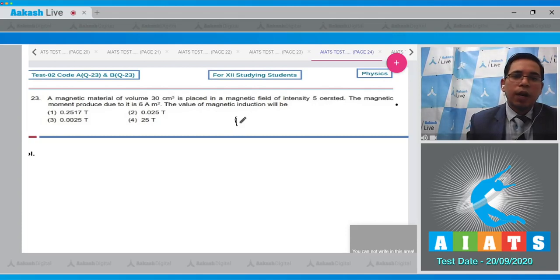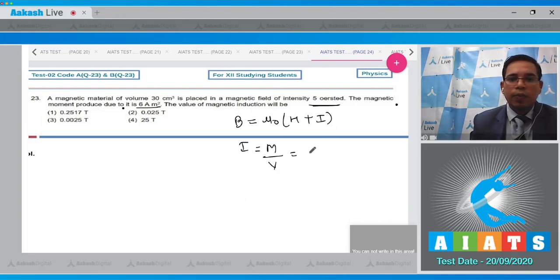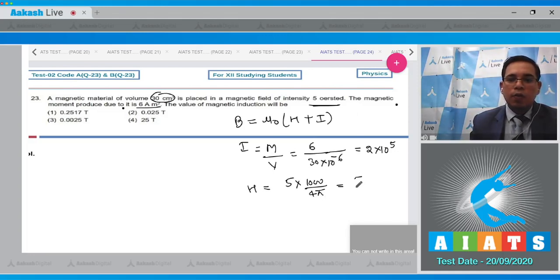Now dear students, we know that magnetic field induction is mu naught times the sum of magnetic field intensity plus intensity of magnetization. Now I will be equal to magnetic moment per unit volume, and magnetic moment is given as 6 ampere meter square, that means 6 divided by 30 into 10 to the power minus 6, because here it is 30 centimeter cube, and after solving we will get 2 into 10 to the power 5. Now H is given as 5 oersted, that means it is 5 into 1000 upon 4 pi, which is equal to 5000 upon 4 pi.